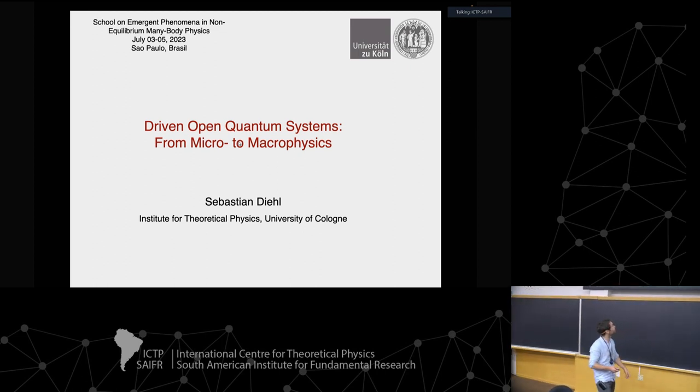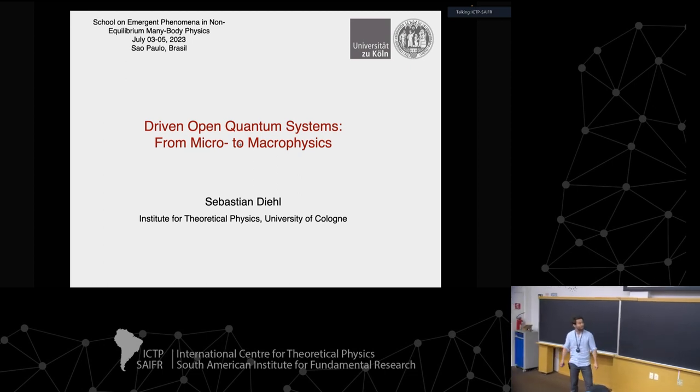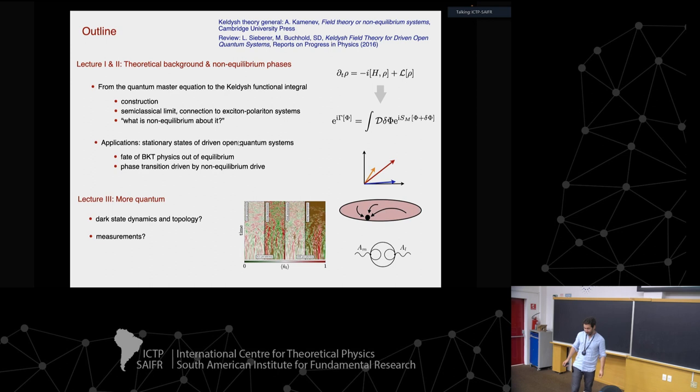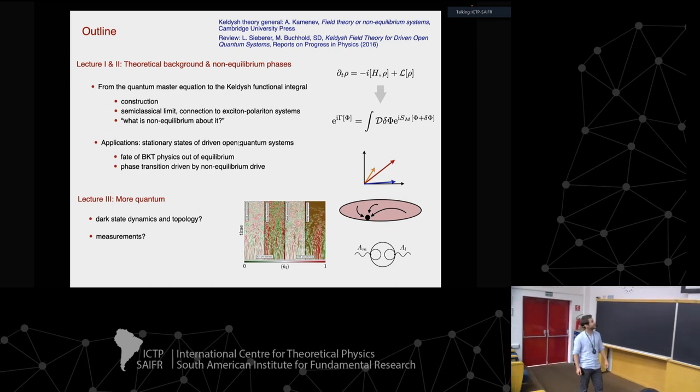It will be on driven open quantum systems, where the specifically new feature compared to quantum optics will be the presence of many degrees of freedom, thermodynamically many degrees of freedom. And let me start right away with the lecture outline. So the first two lectures are kind of a package which will give you some theoretical background and then also some applications. For the theoretical background, the main conceptual step that we'll do today is to transform the Lindblad equation that, as I understand, you got to know last week, into a functional integral language, a Lindblad-Keldysh functional integral.